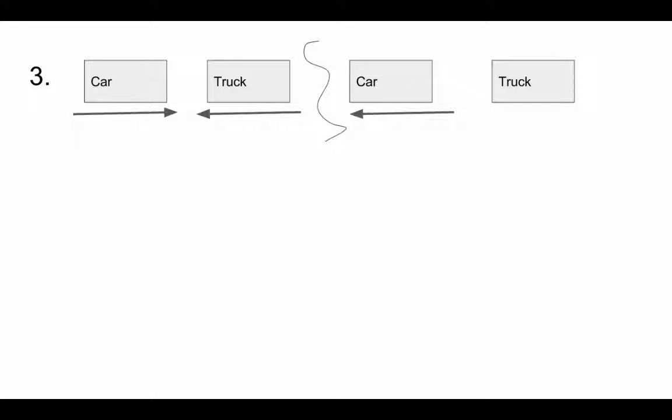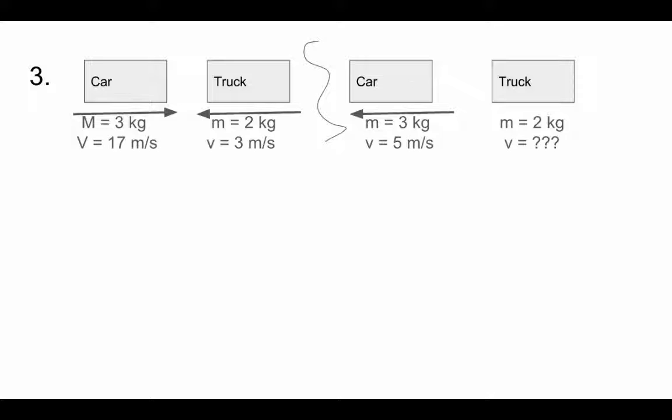Last one. You have a car and a truck. The car has a mass of 3, the truck has a mass of 2. The velocities, car has a velocity of 17, truck has a velocity of 3. Notice the direction. The car is going positive, the truck is going negative. After they collide, the truck goes negative. We don't know what the car goes, negative. We don't know what the truck does.